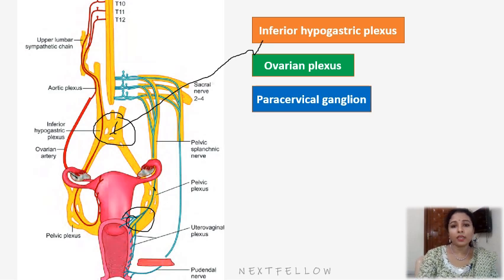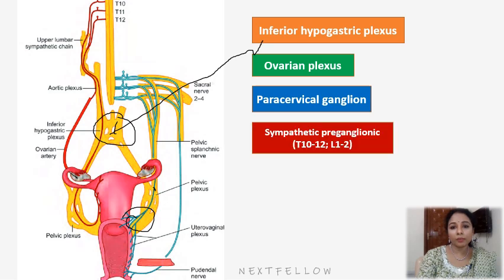So they are called paracervical ganglion. And sympathetic preganglionic fibers are derived from T10 to T12 and L1 to L2. So you can see the preganglionic fibers from T10 to T12 and also L1 and L2 give rise to sympathetic preganglionic efferent fibers, and they are the last thoracic and first lumbar spinal segments which synapse on the postganglionic neurons in the superior and inferior hypogastric plexus.